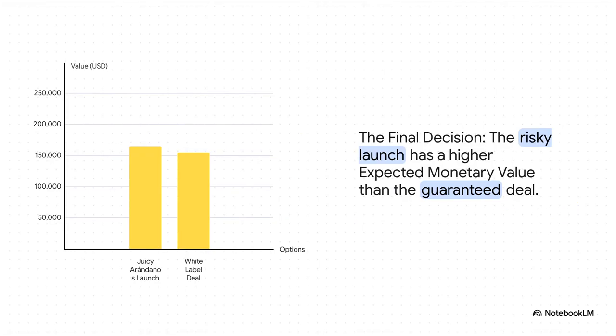So here it is, the moment of truth. When we put the two original options side by side, the choice becomes pretty clear. The guaranteed profit from that safe white label deal is $155,000, but the expected monetary value of taking the risk and launching the new juice is $165,400. Based purely on the numbers, the data says, take the risk.